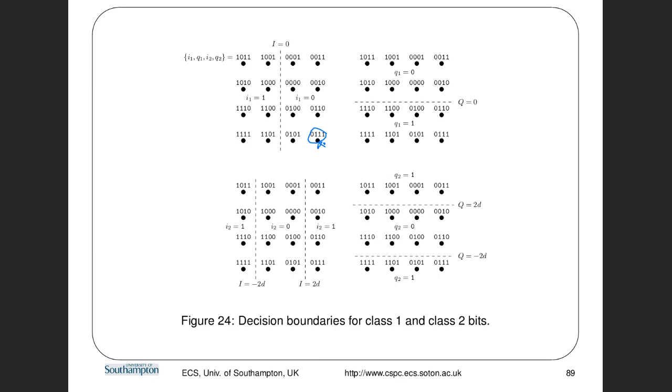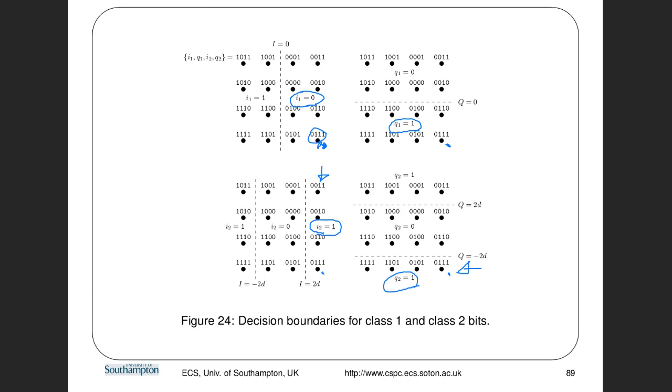However, if we look at the decision boundaries, we can make decisions one by one. First of all, when we receive something here, we know that its real part is positive, so the first bit should be decoded as zero. For the second bit, the imaginary part is negative, so the second bit should be decoded as one. For the third bit, it is in this area, so the third bit should be decoded as one. And for the last bit, it's in this area, so the fourth bit should be decoded as one. So that's how decision boundaries help us do detection step by step.